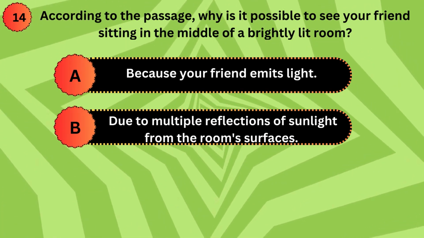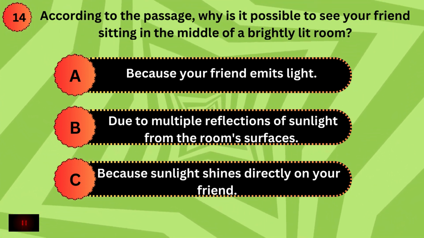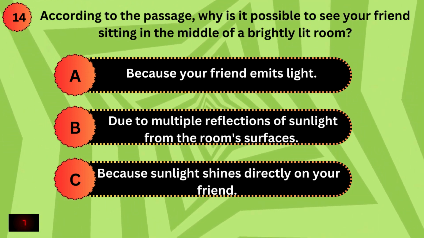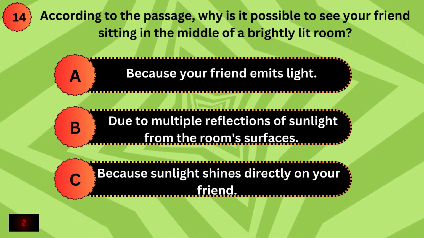According to the passage, why is it possible to see your friend sitting in the middle of a brightly lit room? A. Because your friend emits light. B. Due to multiple reflections of sunlight from the room's surfaces. C. Because sunlight shines directly on your friend.